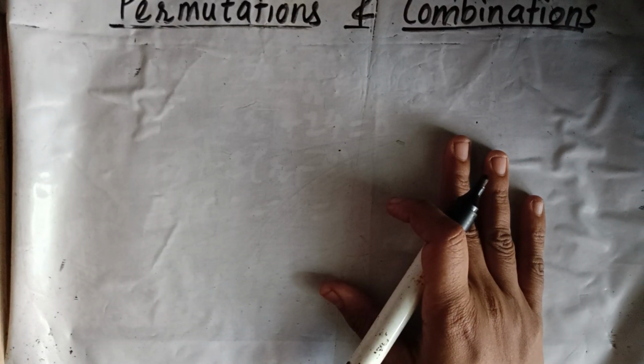Next example. In this, find the number of different 8-letter arrangements that can be made from the letters of the word daughter.